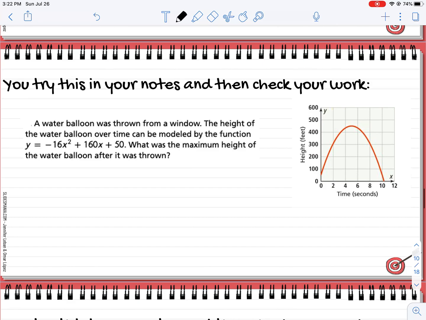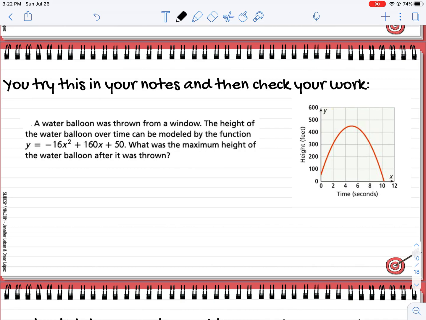Okay, how about you guys try this one in your notes? Again, hit pause, try it, and then come back and you can check and see how you did. Okay, so let's check it out.